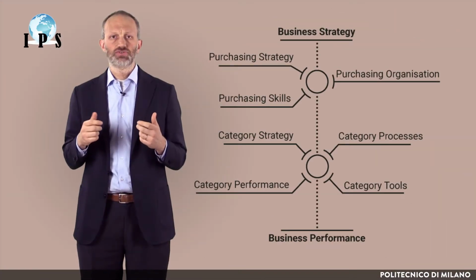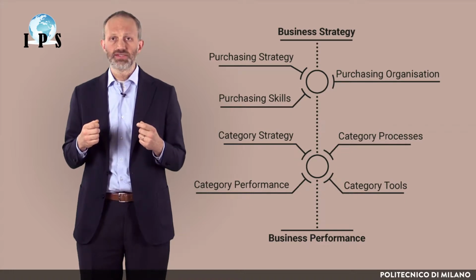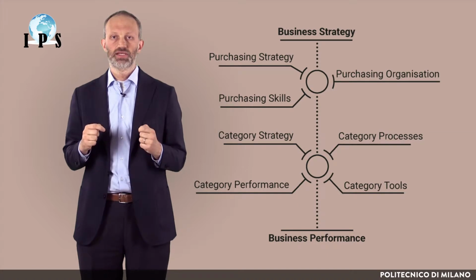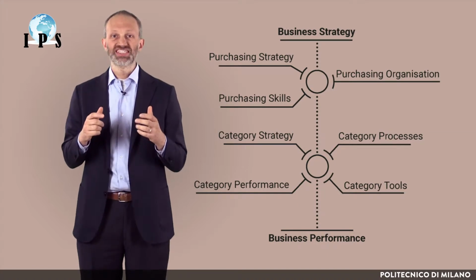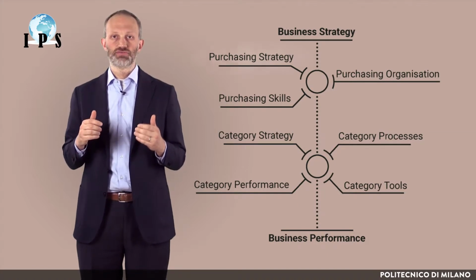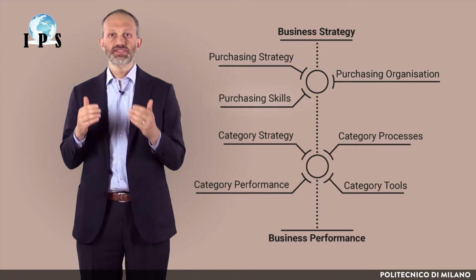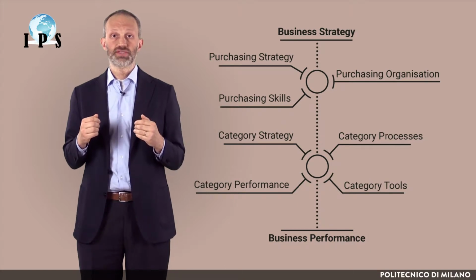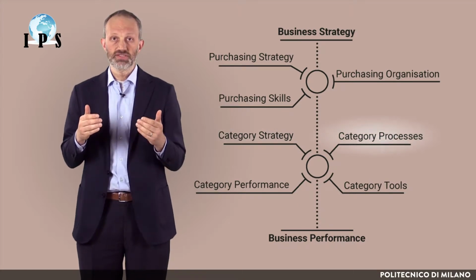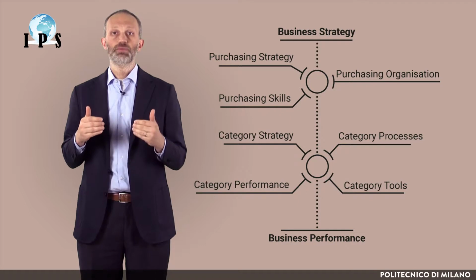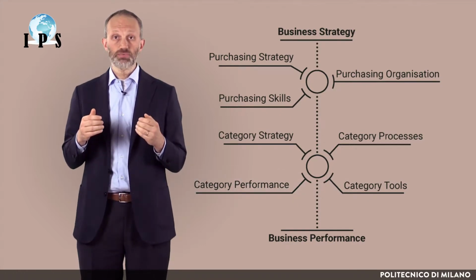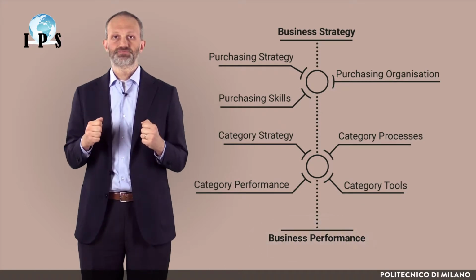The IPS research framework that we can see in the image summarizes the constructs and the main relationships that are investigated. Business strategy is expected to drive purchasing strategy, organization, and skills. In turn, these are supposed to influence category strategy, processes, and tools, which impact performance. Finally, we expect a relationship with business performance.